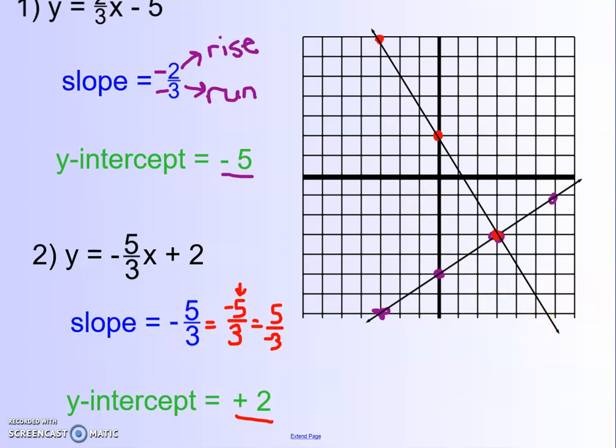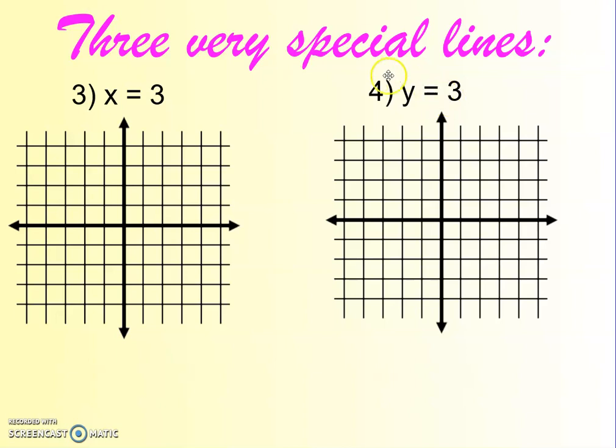Now, before we move on with more complicated looking lines, I want to talk about 3 very special lines that you at one time were pretty good with in Algebra 1, but you may have forgotten. And these are those special lines. The first one is the line x equals 3. And I know you're thinking, whoa, heavens, we're missing the y value. And the y value isn't here. See, it doesn't matter what y is. All I care about is where x is 3.